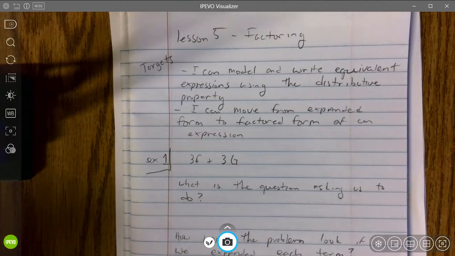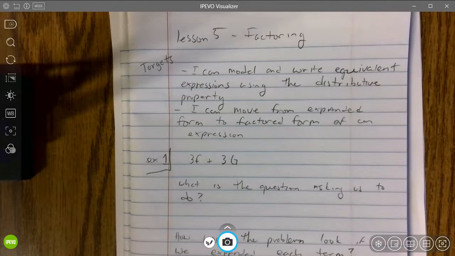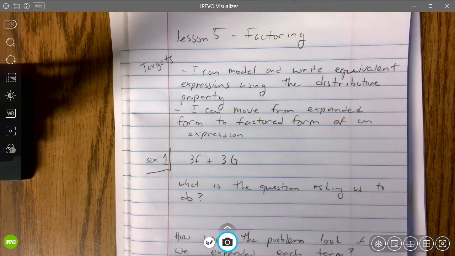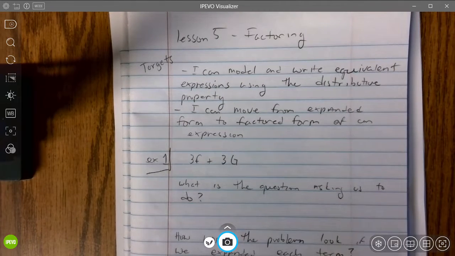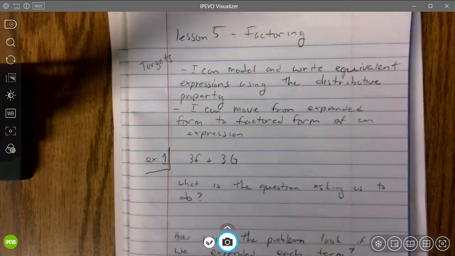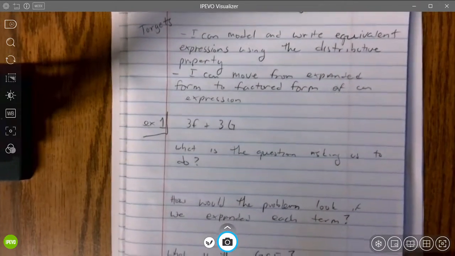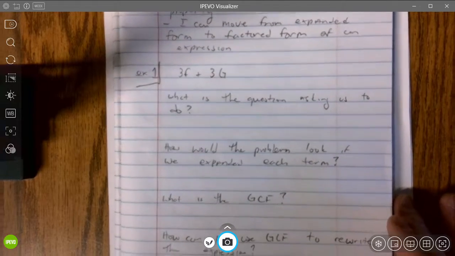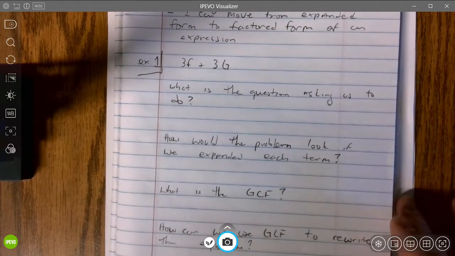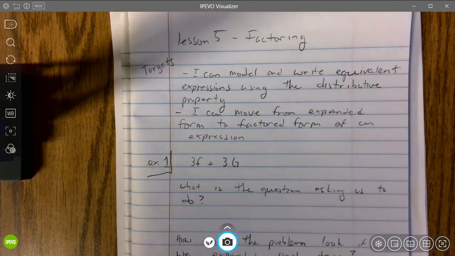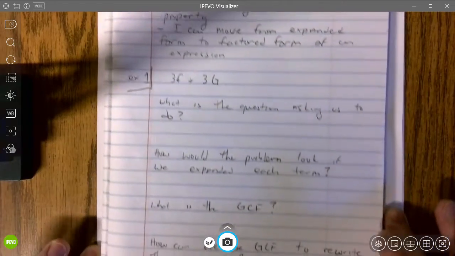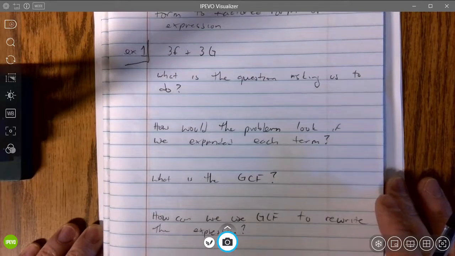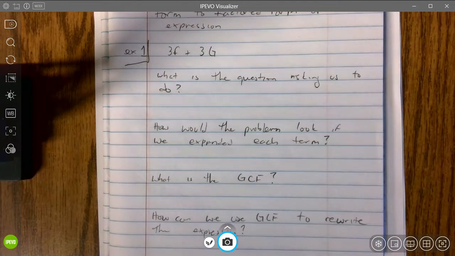And my targets for the day are: I can model and write equivalent expressions using the distributive property, and I can move from expanded form to factored form of an expression. All right. So jot that down in your notebooks. We're going to take notes just like normal. It's a really good habit for you to get into and enhances your learning. And remember, if I move too fast, you can pause the video. So take a moment, pause the video, jot down example number 1.